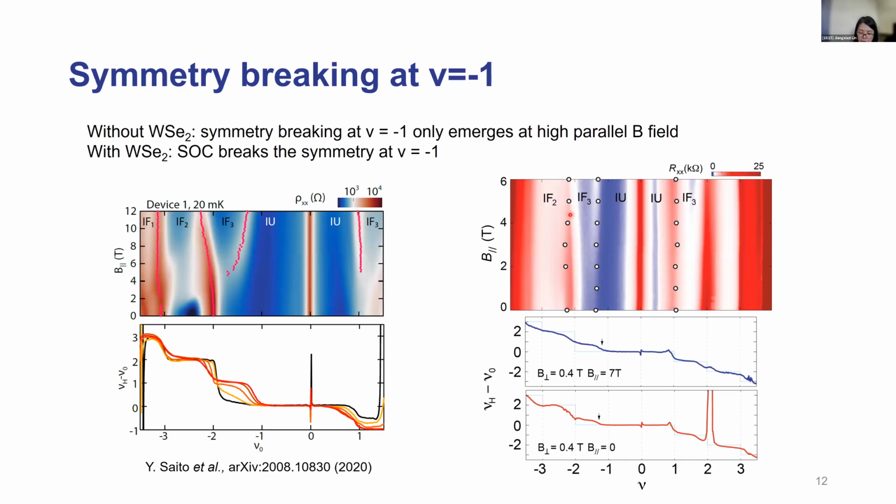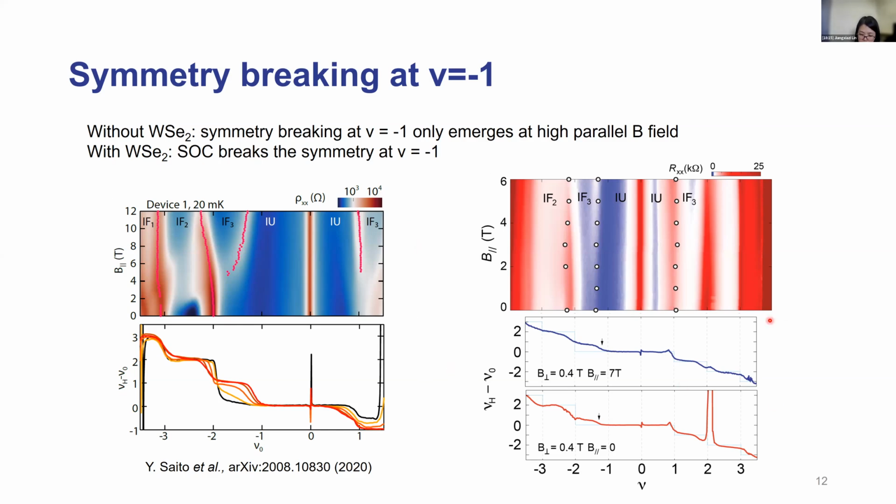And besides the ferromagnetic states at half filling on the electron side, we see this symmetry breaking at nu equals -1 on the hole side at zero external field. In twisted bilayer graphene without tungsten diselenide, the insulating states at -1 only appear at a high in-plane magnetic field. And this is reported by this work and by the Pomeranchuk effect.